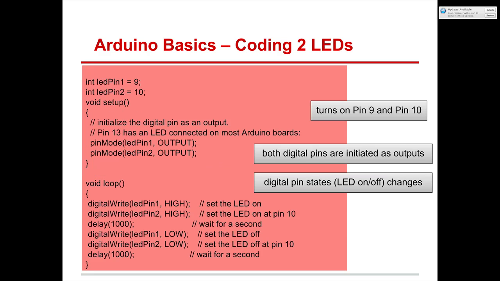All right, there we are. For those people, hopefully you tried to do this yourselves. LED pin 1 high, LED pin 2 high, so set both pins 9 and pin 10 to high. That's the equivalent. LED pin 1 we said was 9, LED pin 2 pin 10. Wait a second, set them both to low. Remember, digital pins can only be both high and low, and then repeat.